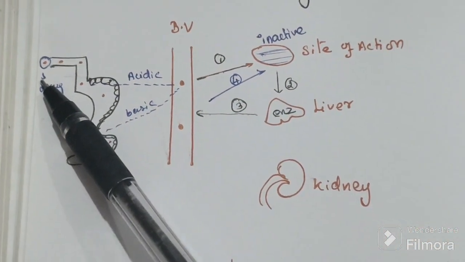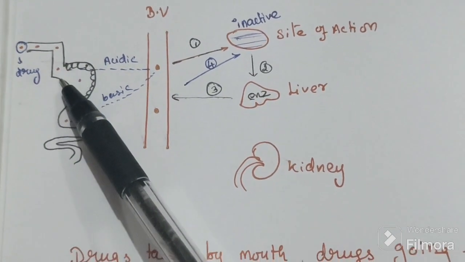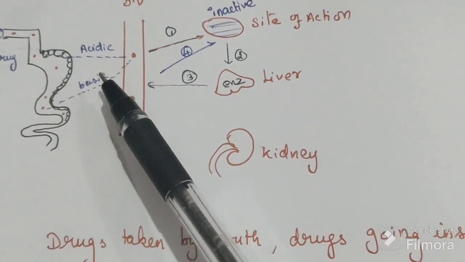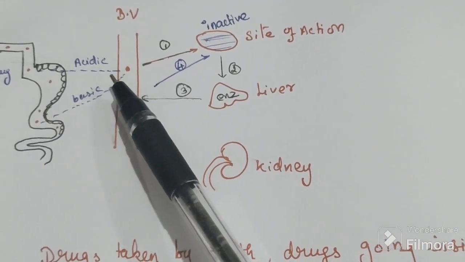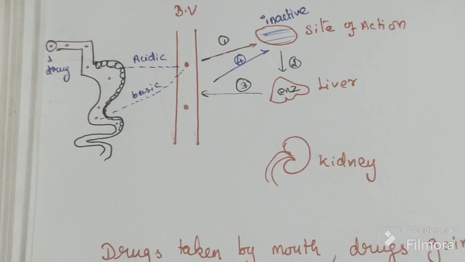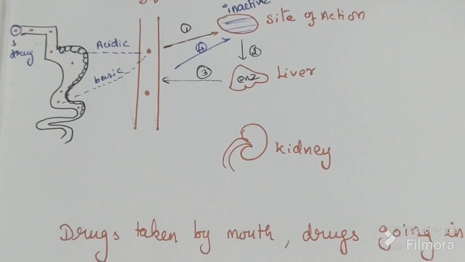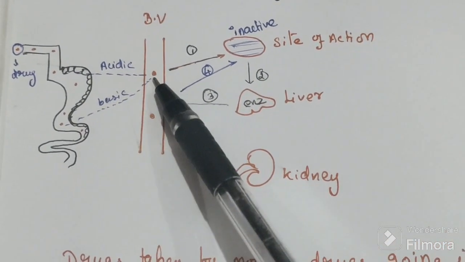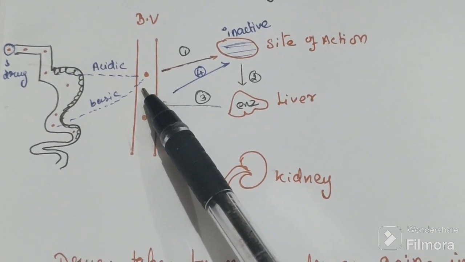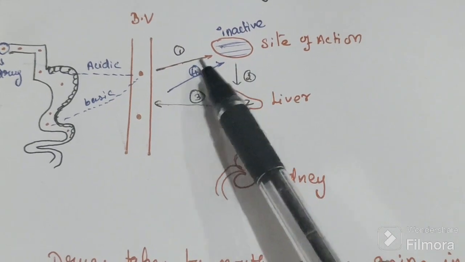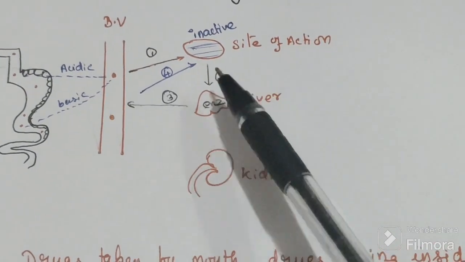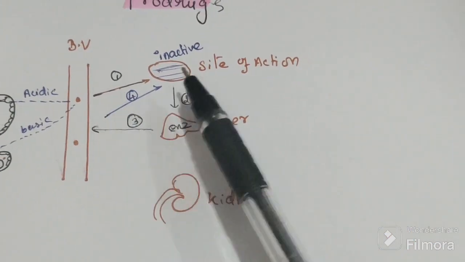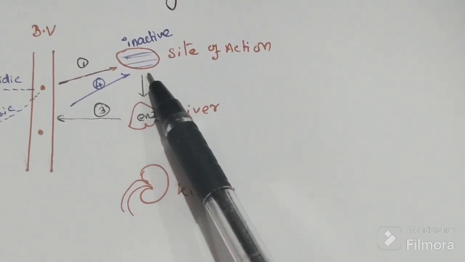See, this is a drug. This drug is taken by mouth. The drug goes inside and gets absorbed. Acidic drugs are absorbed from the acidic medium of the stomach, and basic drugs from the basic medium of the intestine. Then it reaches the circulation. Now I want this drug to go to the site of action. So our main aim is that it goes to the site of action and shows its mechanism of action.